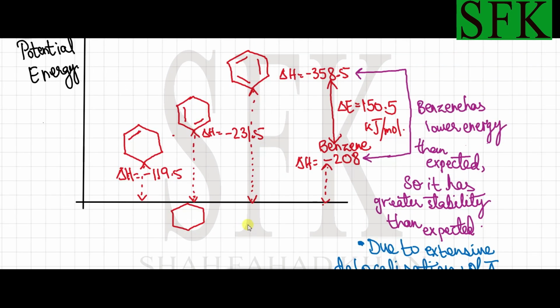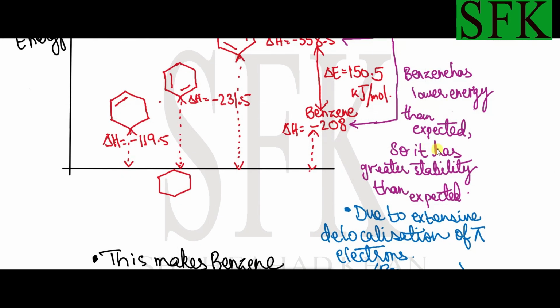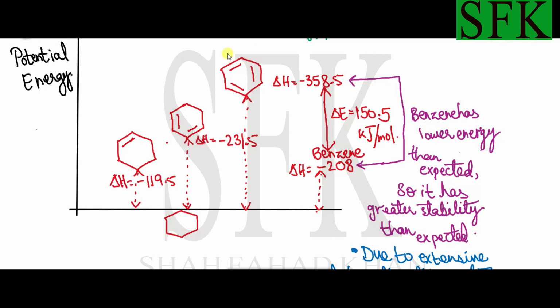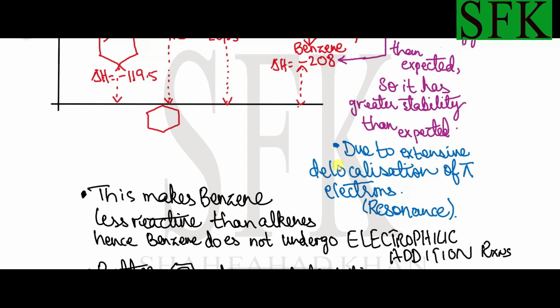I'm repeating it again and again: this delocalized pi electron cloud is responsible for the difference in the properties of benzene. Benzene has lower energy than expected, so it has a higher stability than expected. Okay, so benzene is more stable than it was expected to be, and this is due to the delocalization of pi electrons.